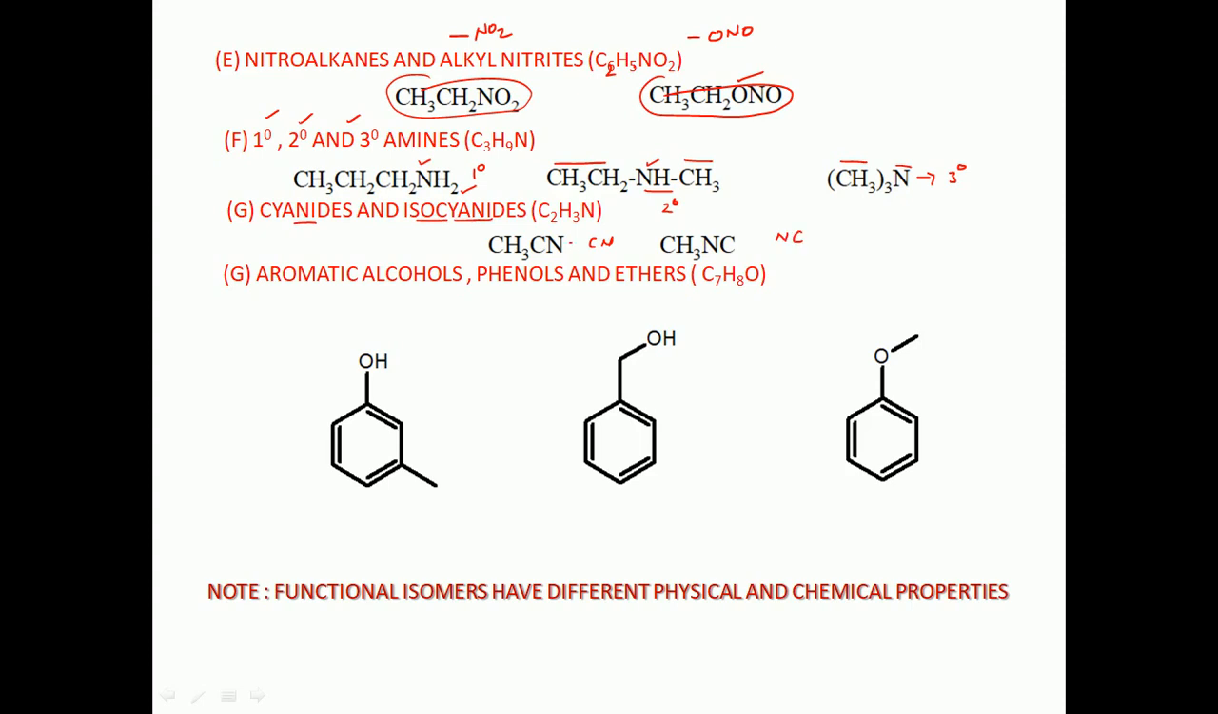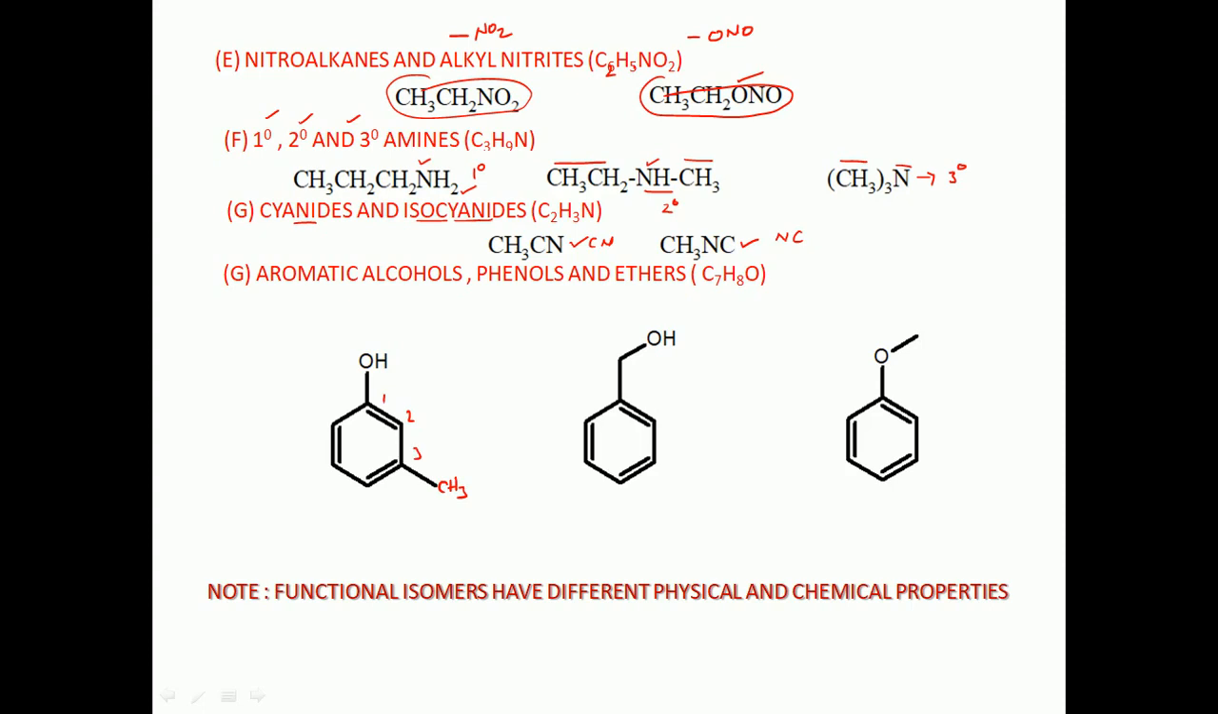We call it methyl cyanide. This is the methyl isocyanide. Next one is aromatic alcohols, phenols and ethers. Aromatic alcohols. For example, here I'm going to write methyl here. What is the name of the molecule? 1, 2, 3. 3-methyl phenol.